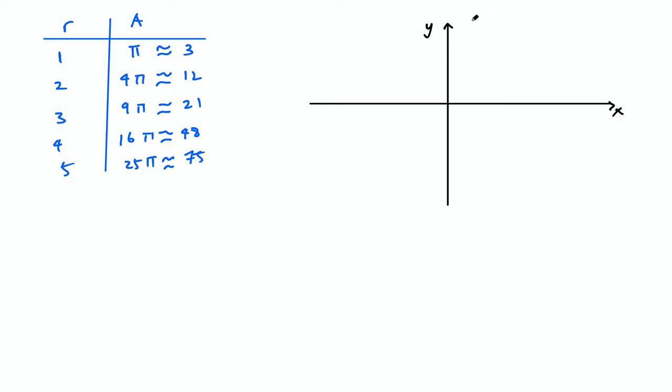As you can see, our R value, so instead of X, Y here, we're going to have R and A. So then at 1, we'll get approximately 3. So that's around here. At 2, we'll get approximately 12. So we've just jumped all the way up to here. And then at 3, we're going to jump even higher, almost double.